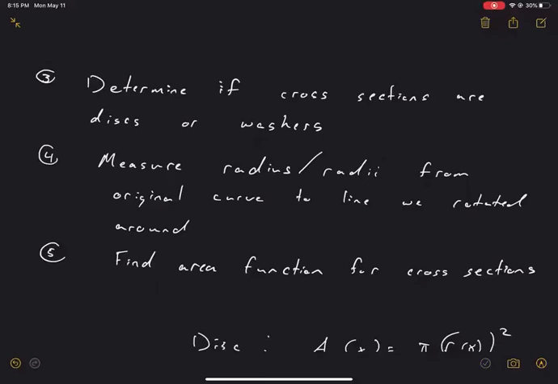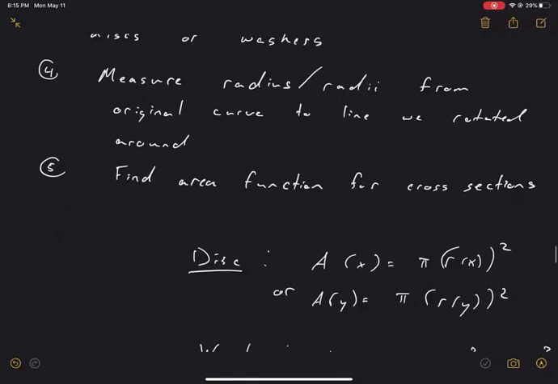Our next step should be determine what our cross sections look like. Are we dealing with discs or washers? Step 4, measure the radius or radii from the original curve to the line we rotated around. Remember we're starting with a 2D object, and then we're rotating around some line. So the radius should be measured from our curve, the original curves we were given, to that line we're rotating around.